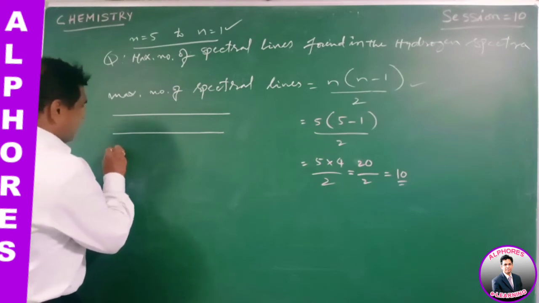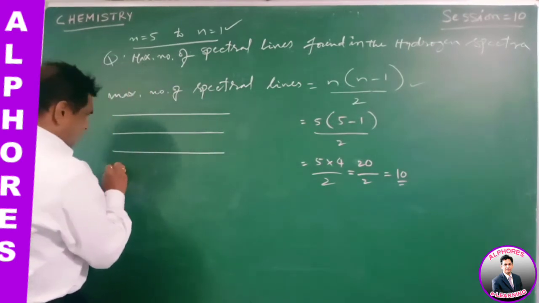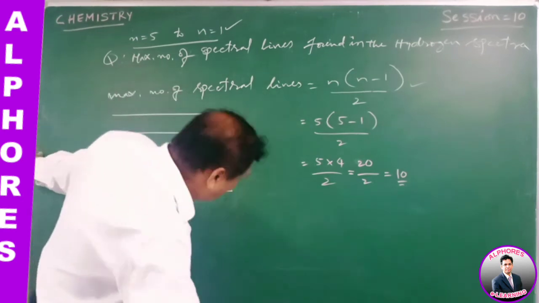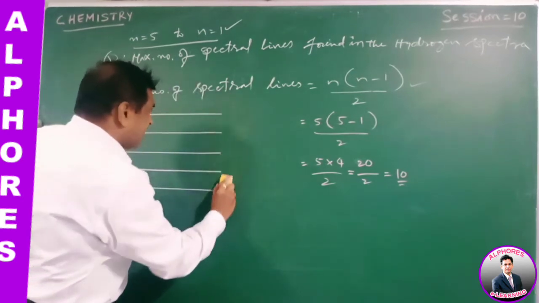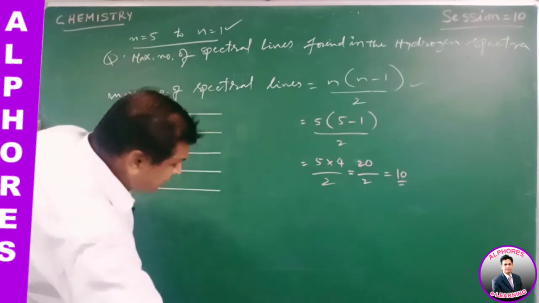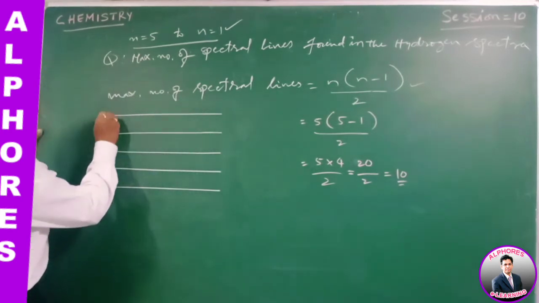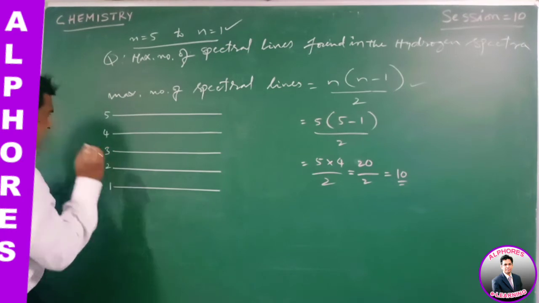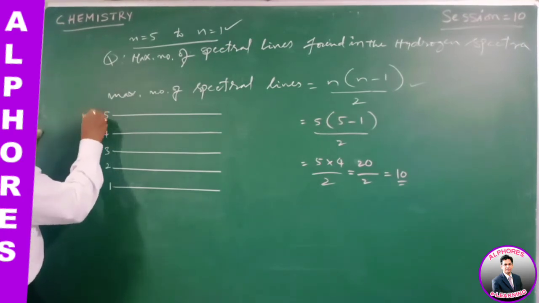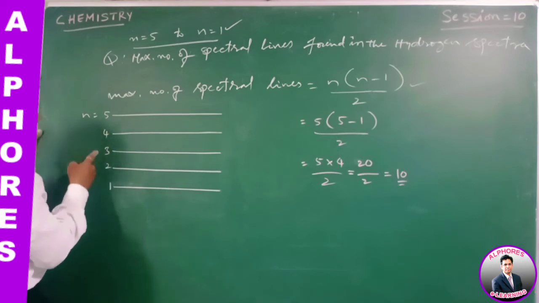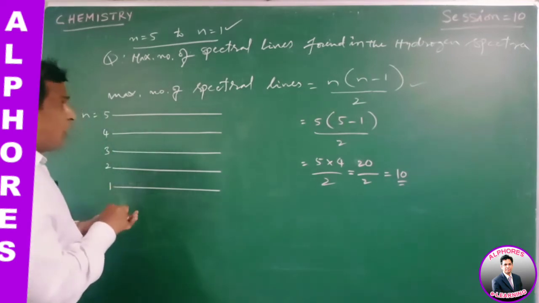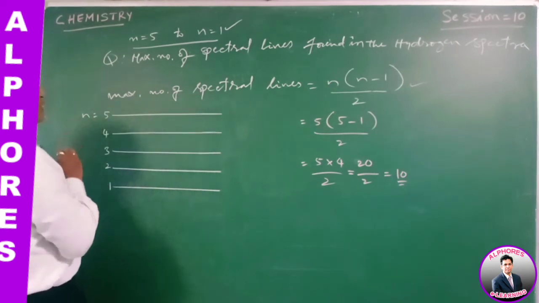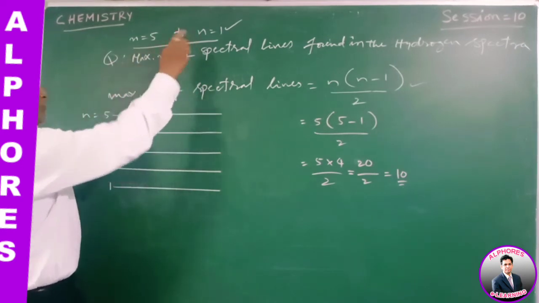So we have the 1st orbit, 2nd orbit, 3rd orbit, 4th orbit, and 5th orbit. Now we have 5 orbits in total. The electron is de-excited from the 5th orbit, n equals 5, through 4, 3, 2, 1, that is, from the 5th energy level to the 1st energy level.